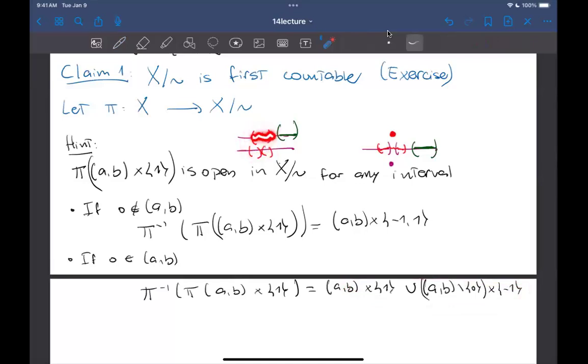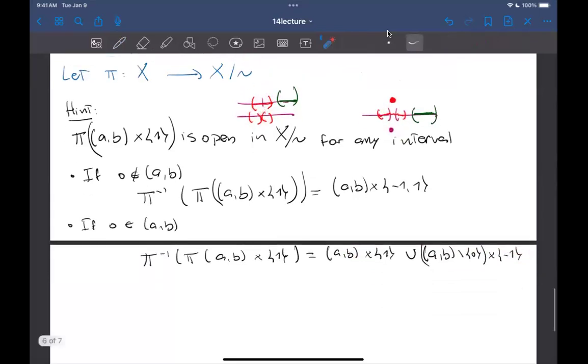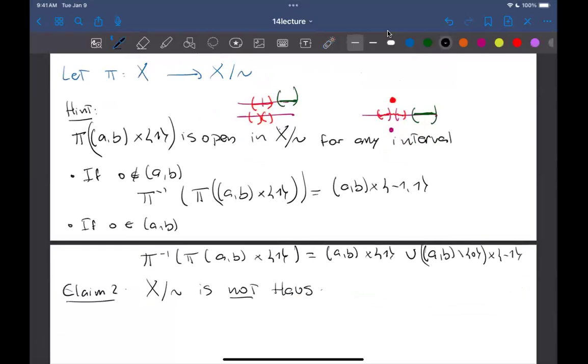So this complicated thing is just the union of these two sets. In case 1, you have to consider the entire family, and here you only need to consider these two things without 0. The 0 is not here. Okay, that's the hint. And claim 2, which this will prove, is that the quotient is not Hausdorff. So this will be an example of a first countable space that is not Hausdorff.